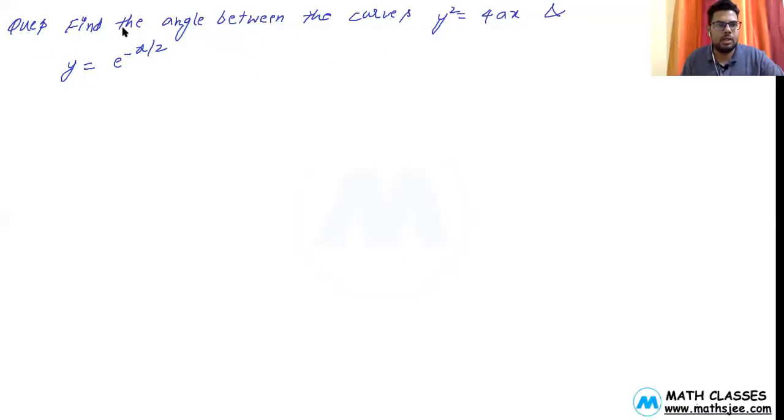So the next question says find the angle between the curves y square equals 4ax, right? So let us remove this variable. The curve is y square equal to 4x and y equal to e raised to the power minus x by 2. So we have to find out the angle between both these curves.